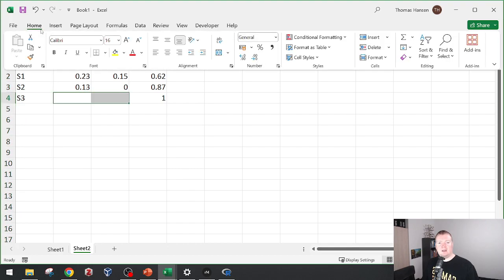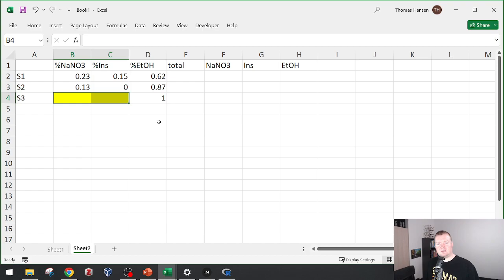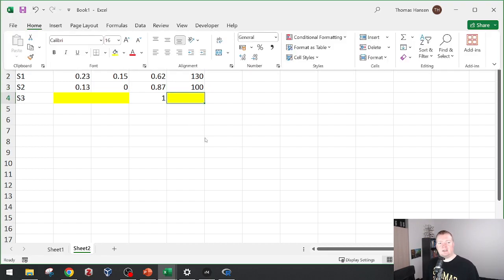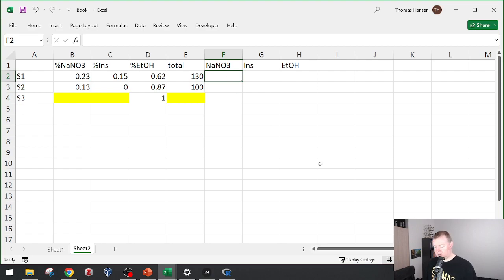These two, no idea what my composition is going to be. The total mass, well, I know I have 130 kilograms of that, 100 kilograms of that. No idea what will be there. And finally here, again, I can take my total with a $ sign in front of the letter, multiply it by the composition of sodium nitrate, and I just want to fill it right and down. And all of these are now determined by what is in the different cells over here.